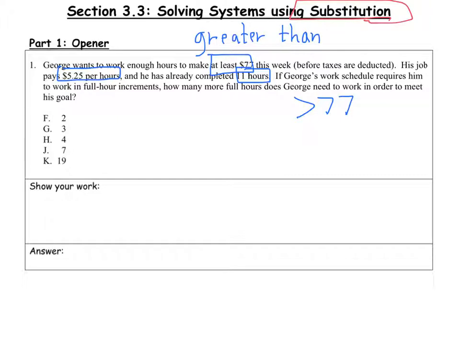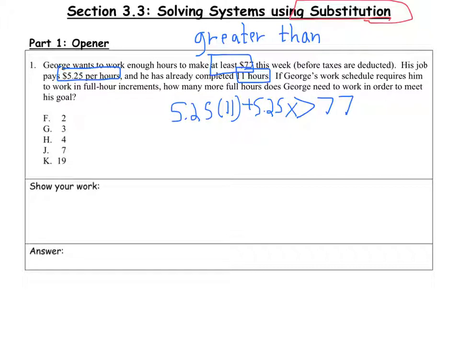He's worked for 11 hours at $5.25 an hour. So that would be $5.25 for 11 hours, right? You work 11 hours at $5.25, you have to multiply. And the question is asking how many more hours does George need to work? Well, he's still going to make $5.25 an hour, and I don't know how many more hours he wants to work, so I'm going to call that x. Now we can solve this inequality for x, because this will tell us how many more hours we need.